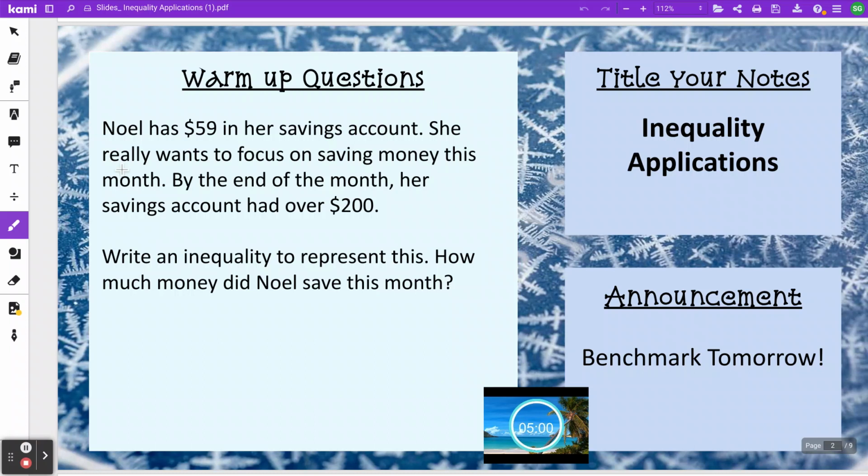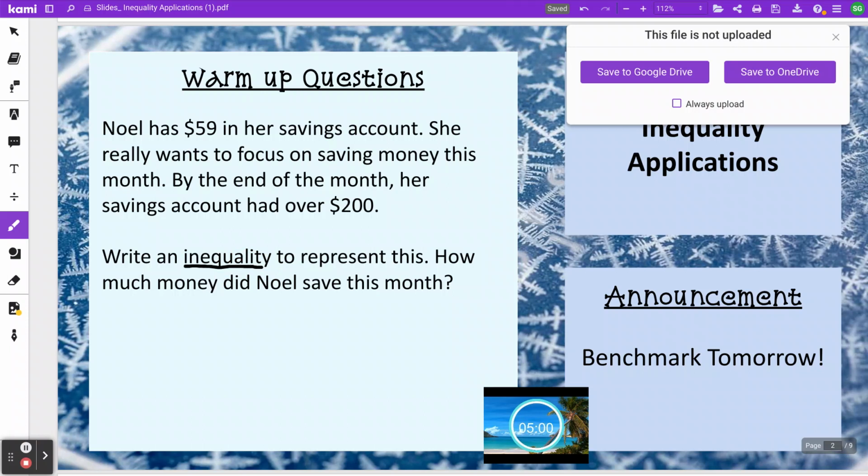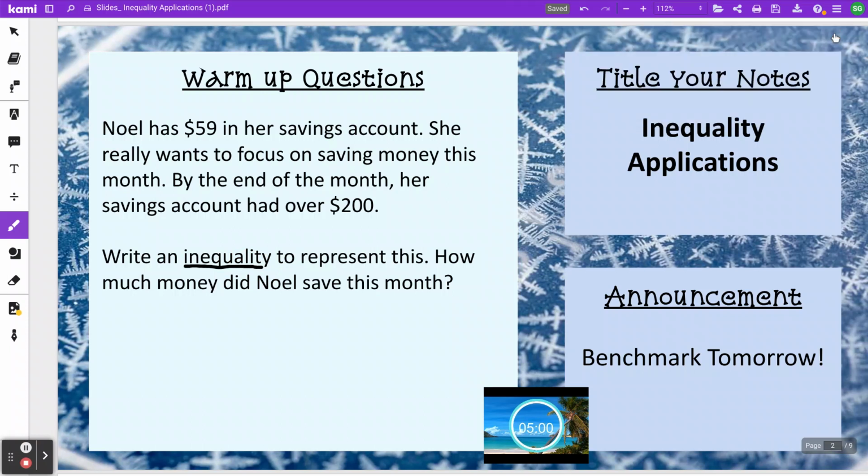Hopefully you have tried this warm-up question. The question tells us the story about Noelle and her savings account, and we are asked to write an inequality to represent this situation here. We've learned that this word inequality gives us a really big clue that we aren't going to be using an equal sign to represent this. We're going to need like a less than or greater than sign.